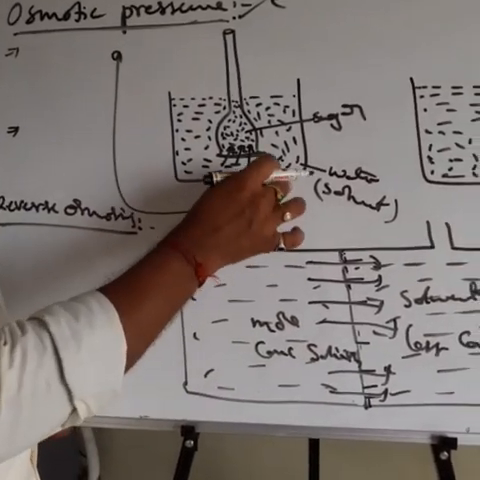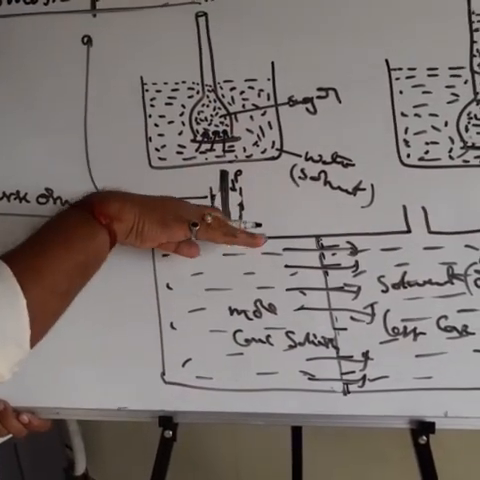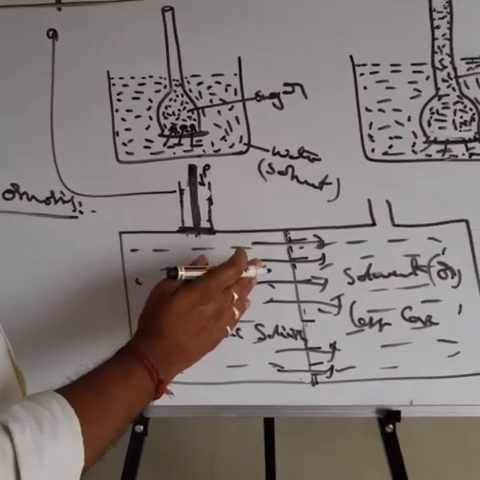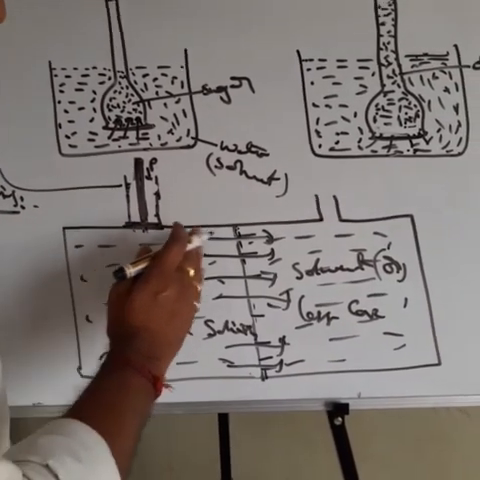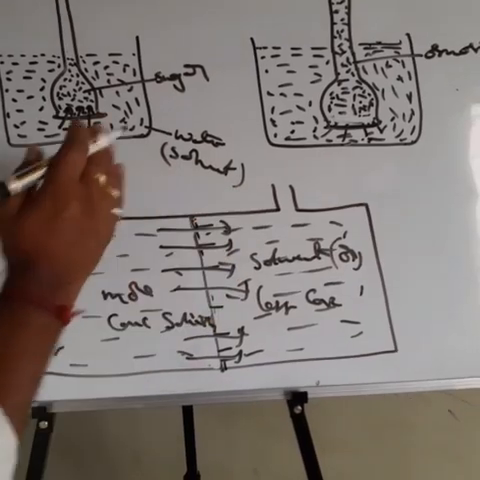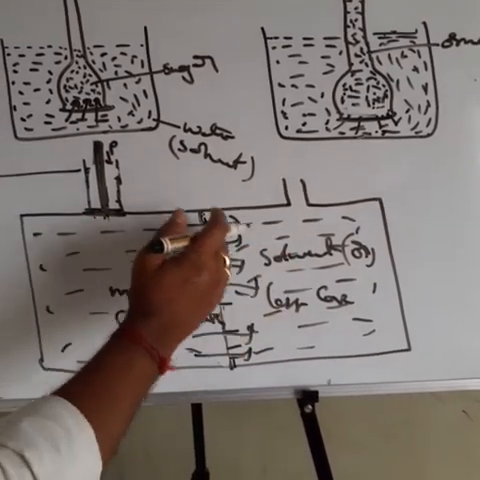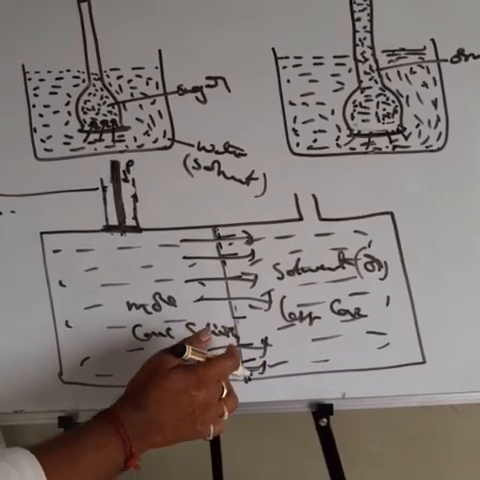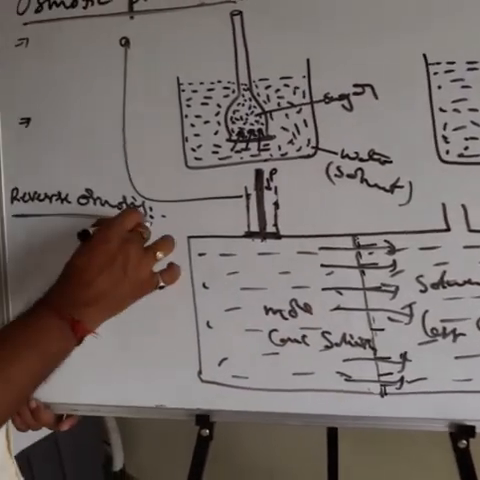When a pressure more than the osmotic pressure is applied on the solution side, it causes the solvent particles to flow from the more concentrated to the less concentrated side, or from solution to solvent, through the semi-permeable membrane. That is the reverse of osmosis. That's why it is called reverse osmosis.